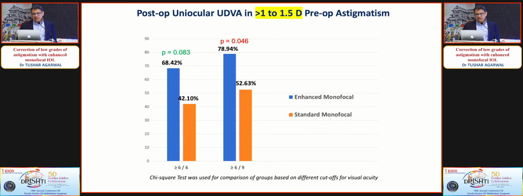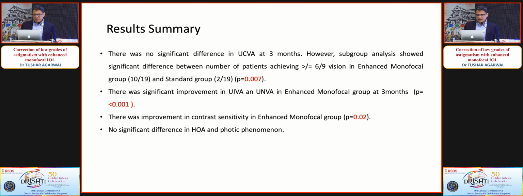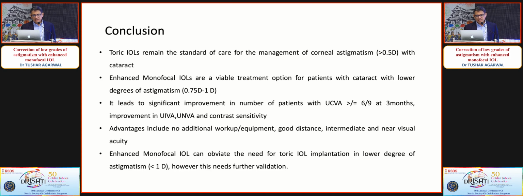in this group. And as expected, when we talk about the uniocular uncorrected visual acuity, when we talk about 1 to 1.5 diopters, the percentage of patients having 6/6 or better dropped significantly. So to summarize, in a group of patients with astigmatism of 0.75 to 1.5 diopters, you cannot expect a significant increase as a whole. However, if you take the patients who have 1 diopter or less of astigmatism, then you can expect almost 85% of the patients to see 6/6 or better. And this is where the advantage of this lens lies.